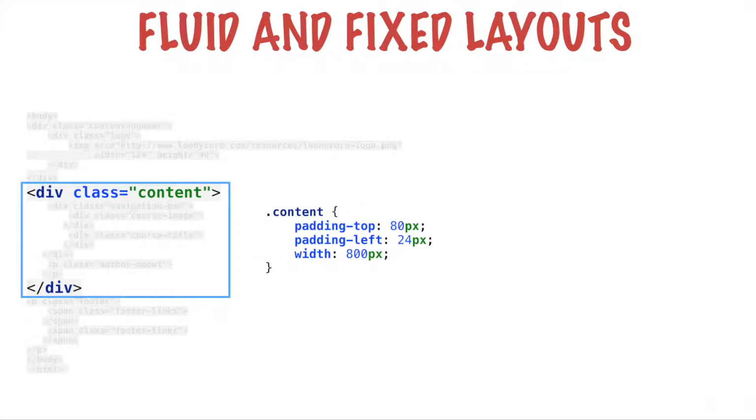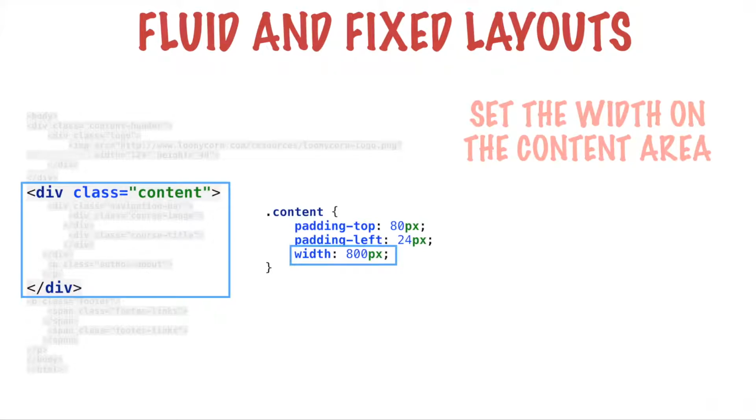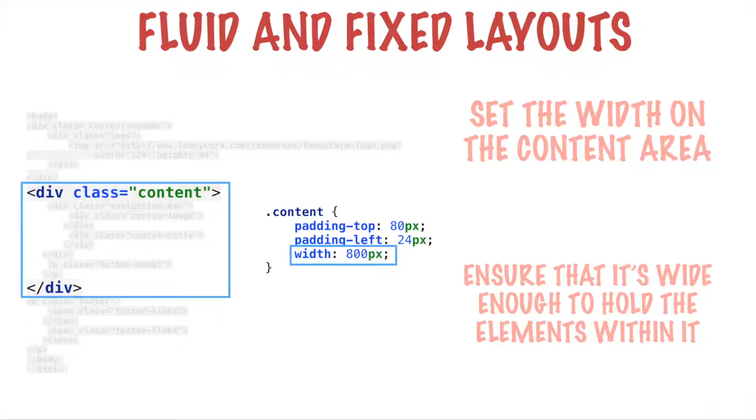This is the CSS style that's applied to this content. Note the width: 800 pixels. This basically says that the width of the content area should be exactly 800 pixels. So set the width on the content area. When you set the width, check that it's wide enough to hold all the stuff that you want it to hold. How did we arrive at 800 pixels? We basically checked it on the browser, made sure that things looked good with width 800 pixels and then chose that width.